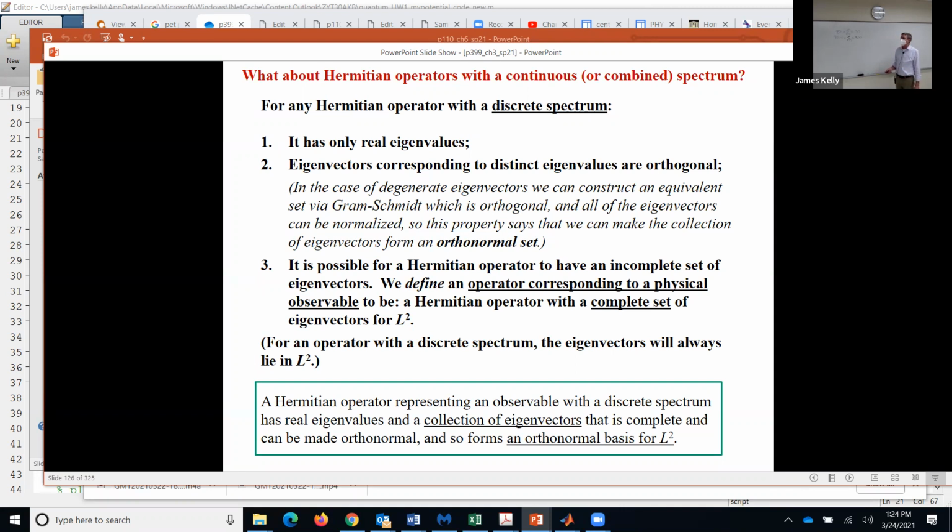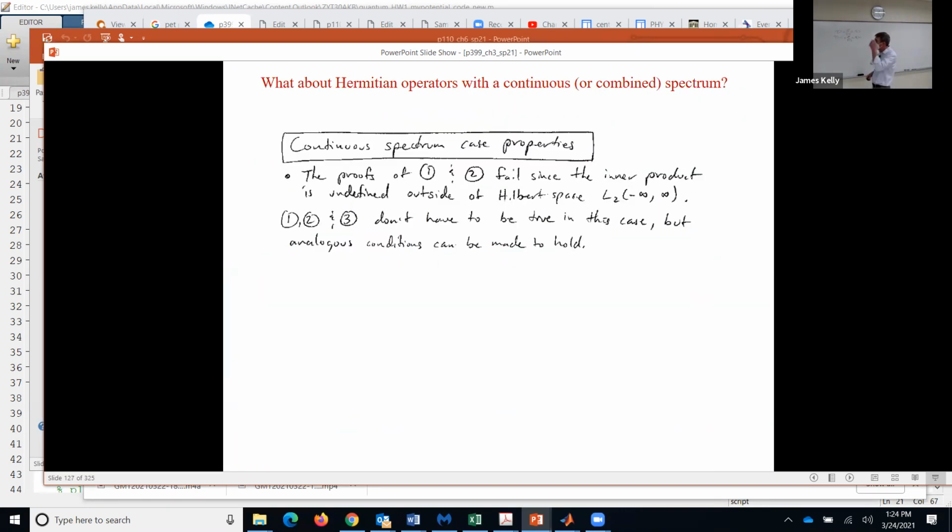Now, the natural question is, what about continuous spectra operators? Or what about combined spectra? We saw some that are combined, right? The Dirac delta function potential had one bound state, which you could think of as a discrete part, and then a continuum of scattering states. The finite well had a finite number of bound states that were discrete, and then a continuum of scattering states. So those are cases that we still have yet to talk about. They're either continuous or combined continuous discrete spectrum cases.